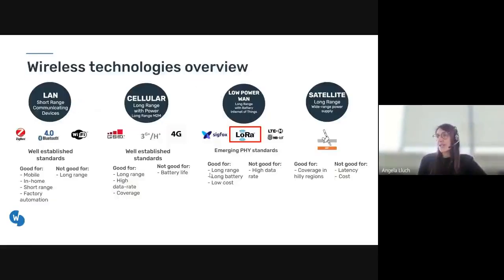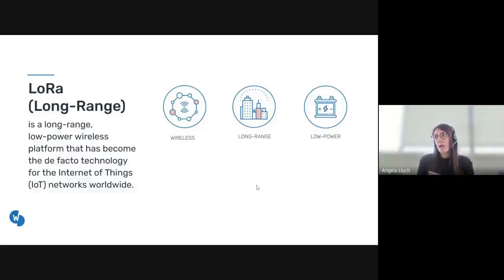Well, I forgot to say, the main drawback of LoRa, however, is that it has low data rate capacity. That means that it is only capable of sending simple and small amounts of data packages at once. In any case, LoRa, because of all these properties, has become the de facto technology for all the IoT networks all over the world.